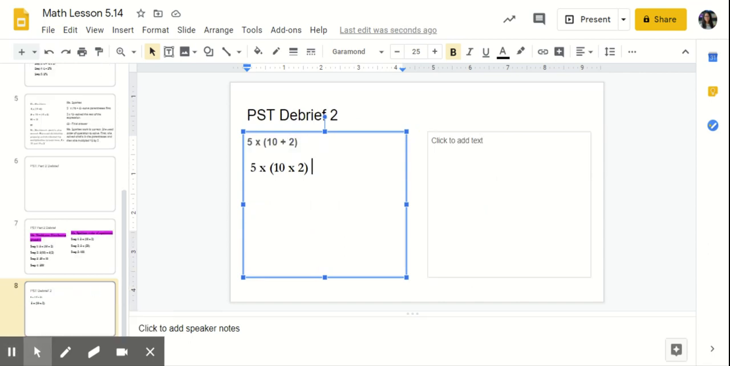From the second part of the PST, we can see that we can only use distributive property when we are adding or subtracting the terms inside of the group, the terms inside of the parentheses. We cannot use distributive property when we are multiplying or dividing the terms in the group.